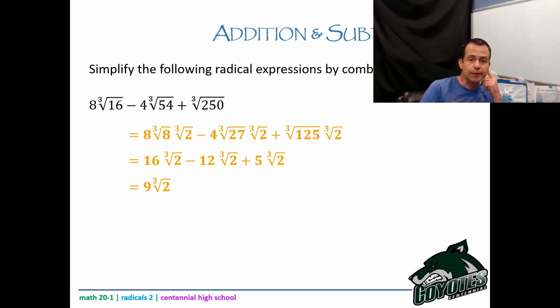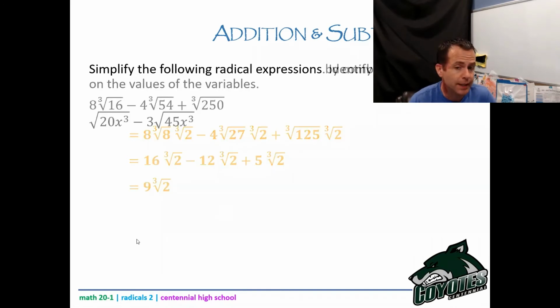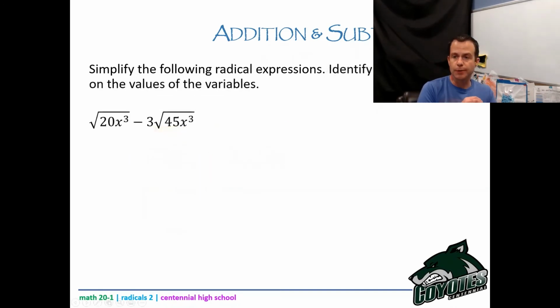Okay, so now we're going to keep going with this. We're going to do a few more examples, but now we're going to throw in some letters as well. The only thing that changes as far as our process goes is we do need to have that conversation at the beginning of each question. What are my variables allowed to be, and how do I write that? How do I communicate that to the reader?